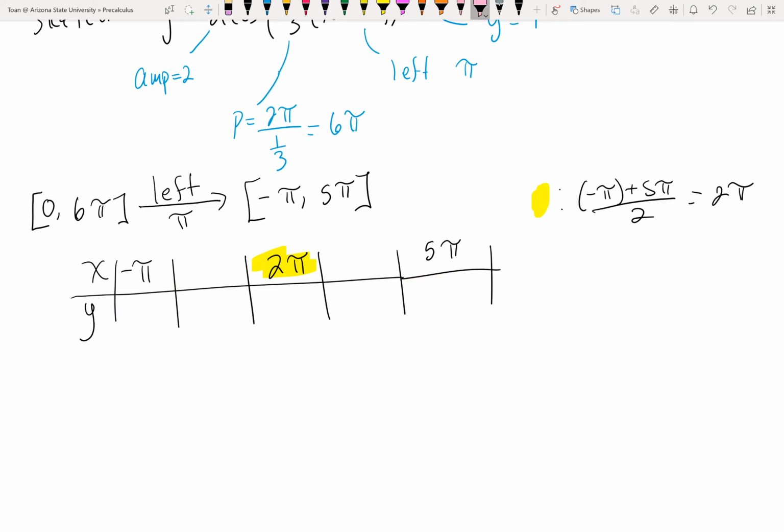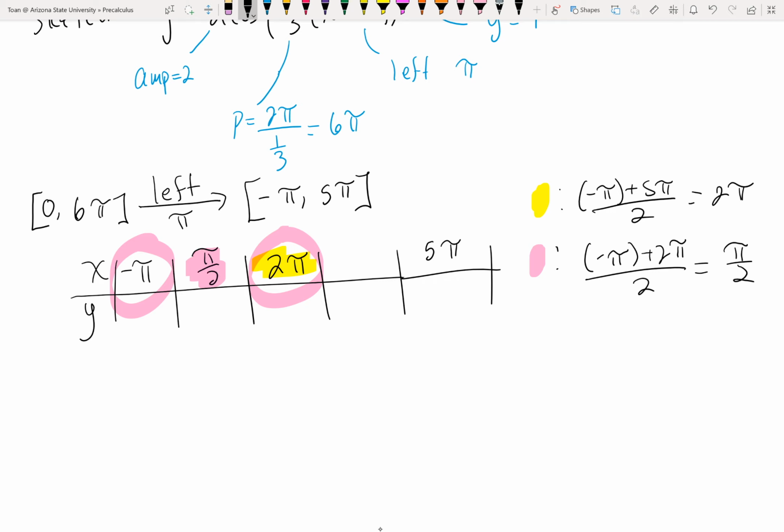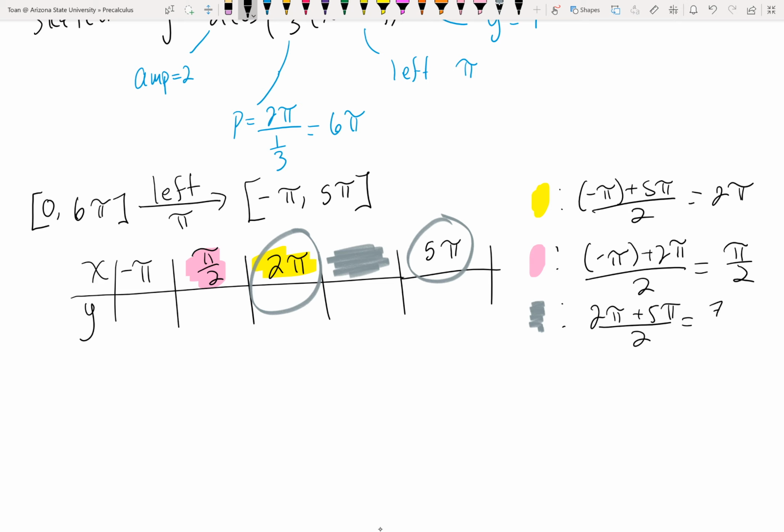To figure out this space here, you just take the average of these two. So add them up, divide by 2. So that's going to be pi over 2. And to get this spot here, we're going to take the average of these two. 2 pi plus 5 pi, all over 2, so that's 7 pi over 2.